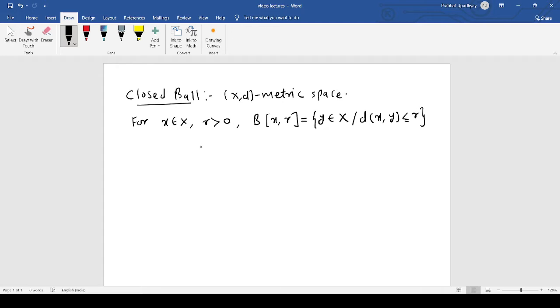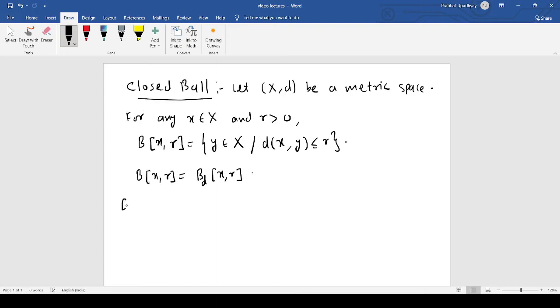If we want to emphasize the metric which we are using, many a time instead of B[x, r] we use the notation B_d[x, r]. This is to emphasize the metric which we are using. If you remember, open ball centered at x of radius r was defined as the set of all elements y in my metric space X whose distance from x is strictly less than r. But in closed ball, we have included the possibility of distance being equal to r.